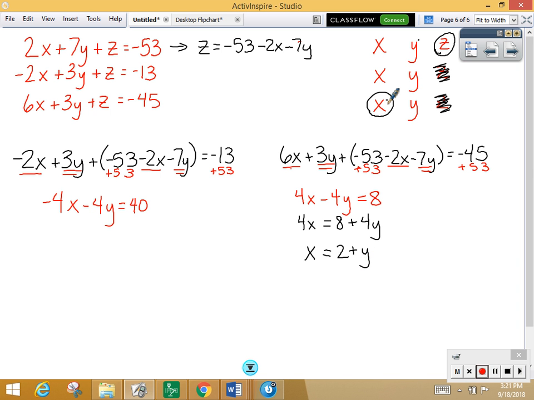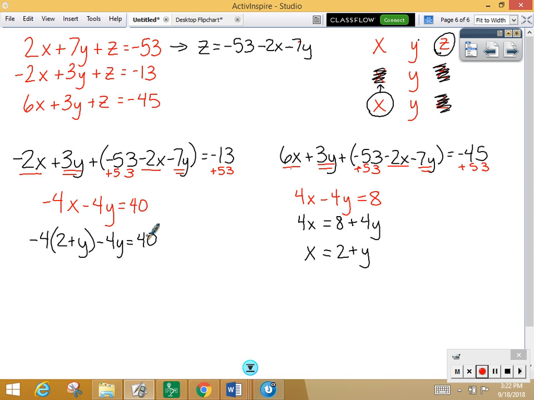So back up to my drawing up here. We're going to replace the x in this second equation, leaving no more x's. So we're going to have negative 4 times, and we know x equals 2 plus y. So we're going to replace the x with 2 plus y minus 4y, and that equals 40. Now we have one equation with only a y.